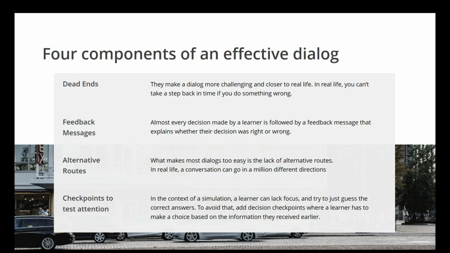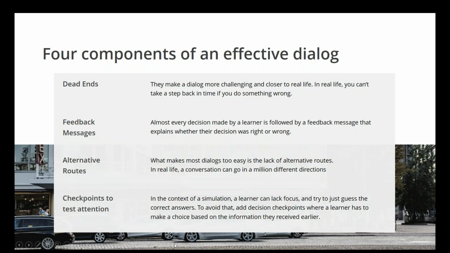The components are dead ends, feedback messages, alternative routes, and checkpoints to test attention. The first component, dead ends. You have already seen an example of a dead end. Dead ends make dialogue more challenging and closer to real life, because in real life you can't take a step back if you do something wrong. You will have to start over with a different client, and here it's the same.